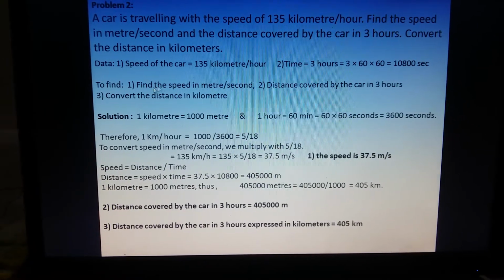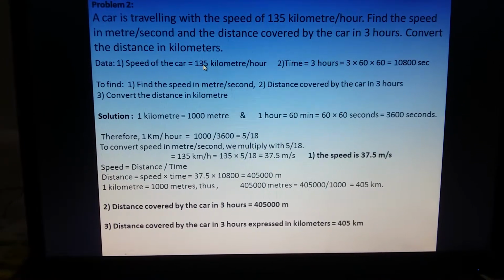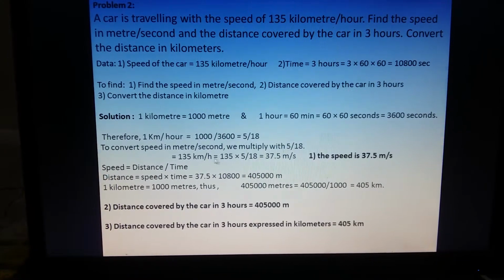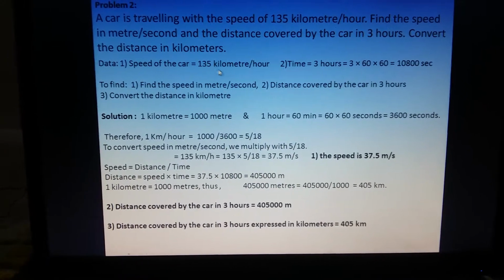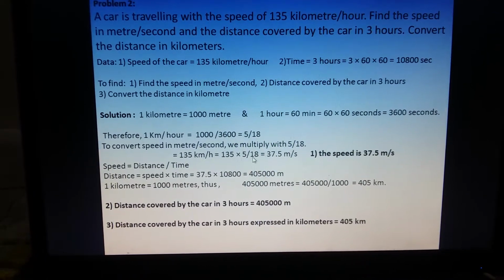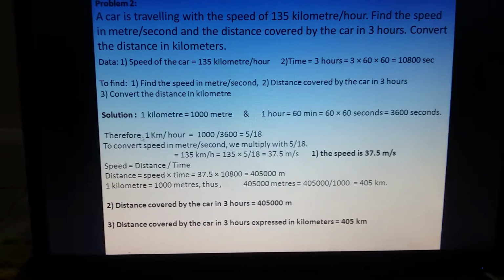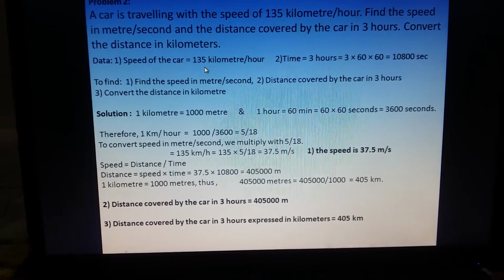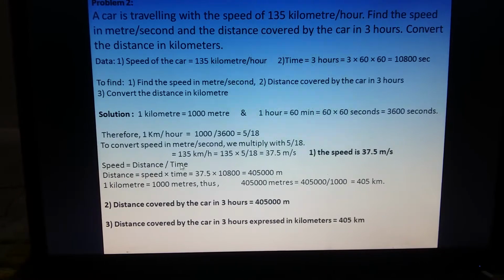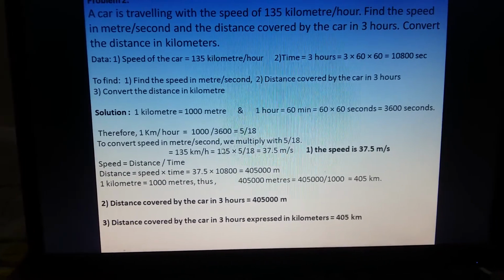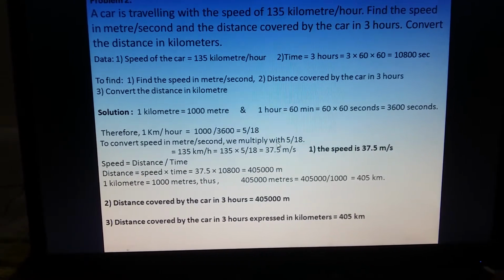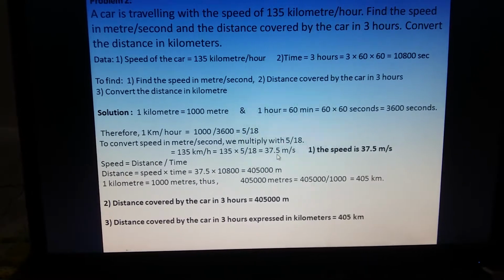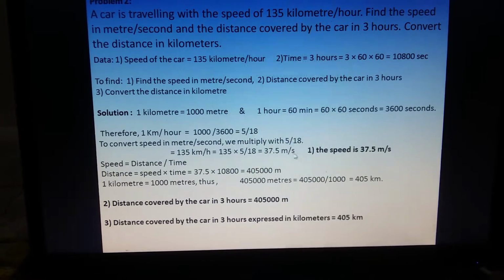So if we have to convert this speed from kilometers per hour into meters per second, we have to multiply this number by 5 upon 18. Why 5 upon 18? Because 1 kilometer per hour is equal to 5 upon 18 meters per second. So these many kilometers per hour is equal to these many into 5 upon 18. When we solve this, I request you to solve it in your copies. Then you will come to know that it would be 37.5 meters per second.